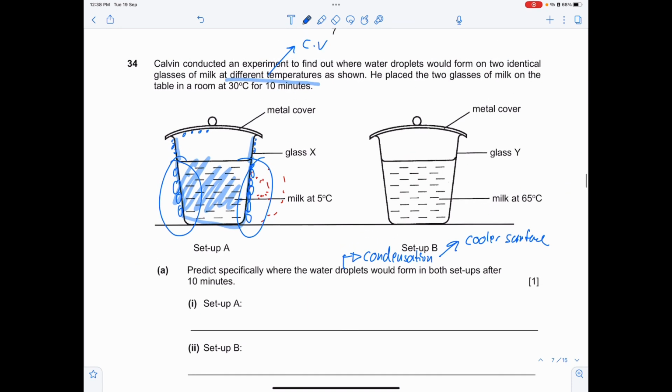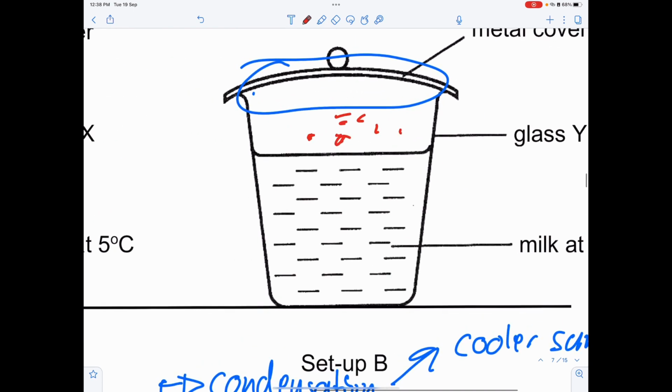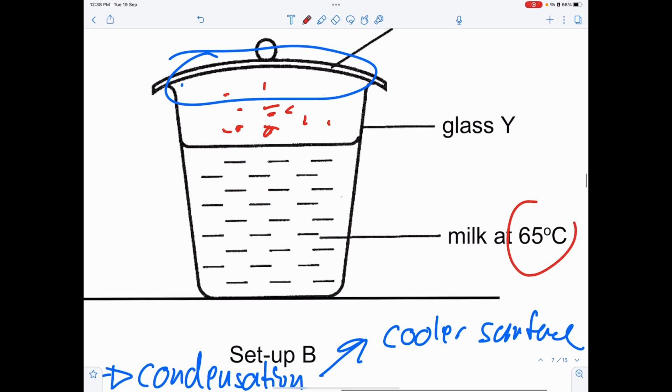Next. This one over here for this side. Now, at this part here, where is the cooler surface? The cooler surface is over here, in comparison to the warmer water vapor, which is actually here. How come the warmer water vapor is here? Because you have got very high temperature liquid. So the water will evaporate, and then the surrounding air that is inside this glass has warmer water vapor.